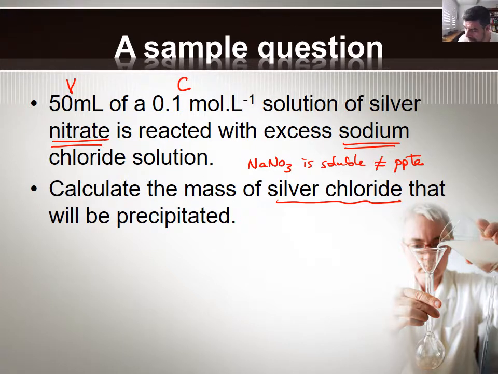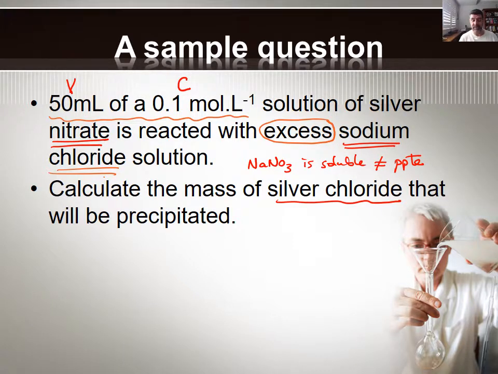Now there's one other very important thing that we need to be aware of here, and that is this idea of excess. When you see the word excess, what it means is we add enough sodium chloride for all of the silver nitrate to react. So it is possible that we may still have chloride ions in solution, but we will have pulled all of the silver ions that were present in this initial solution out as a precipitate. So that's the assumption that we're going to make.